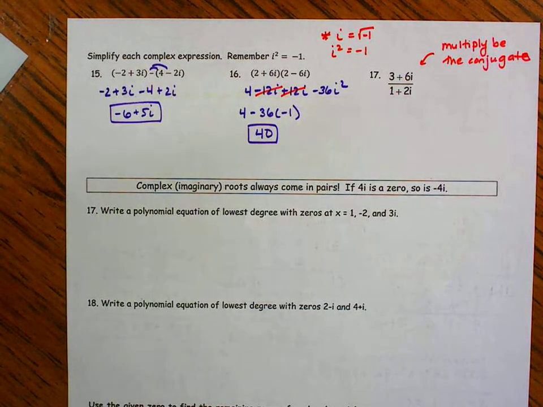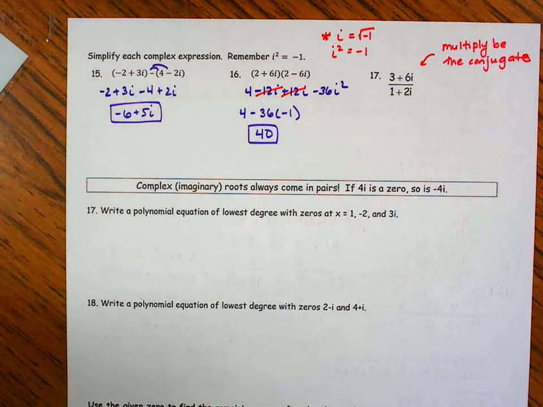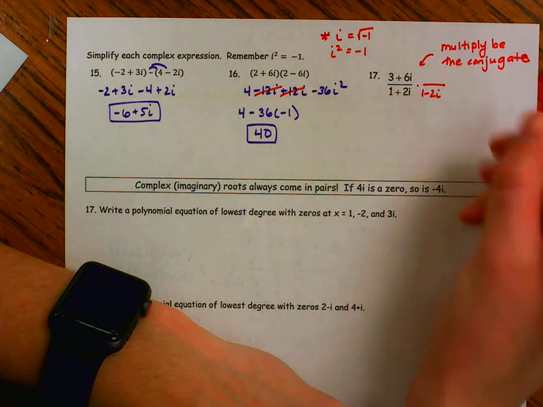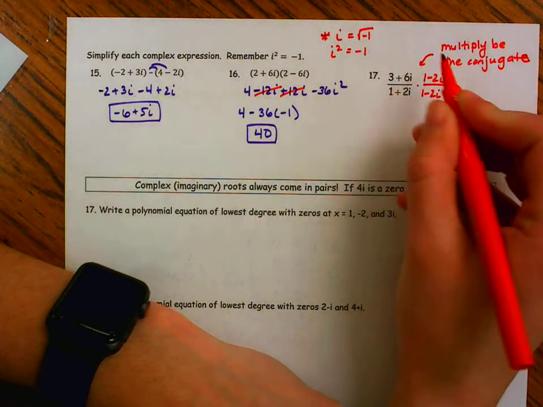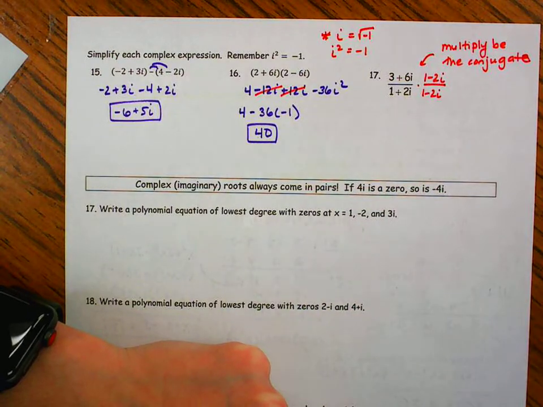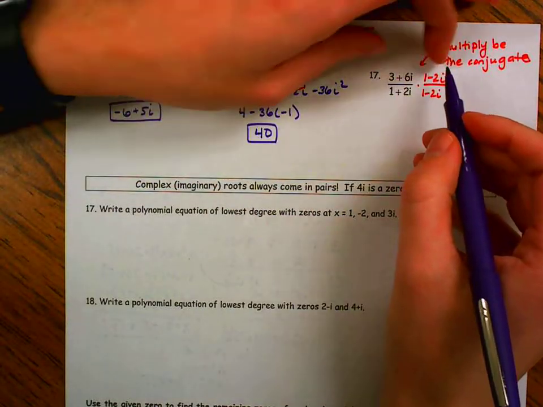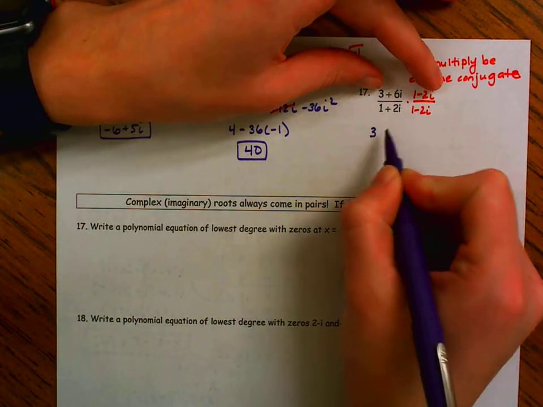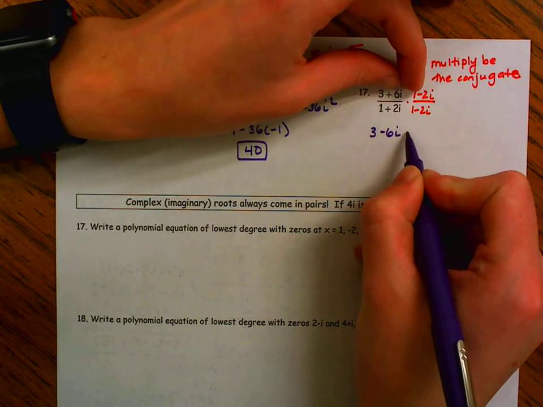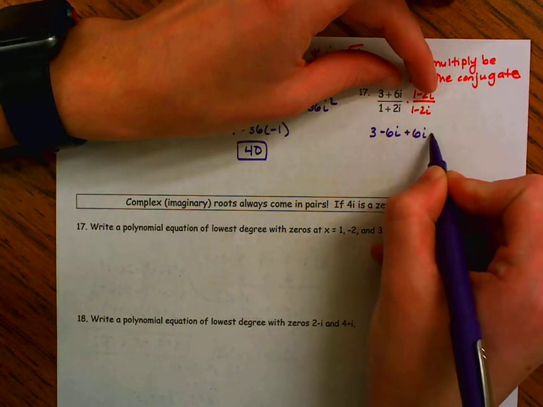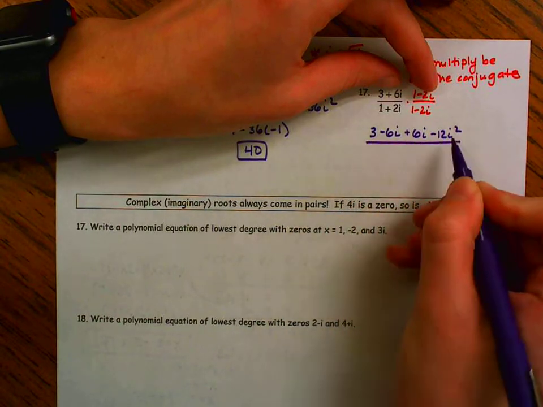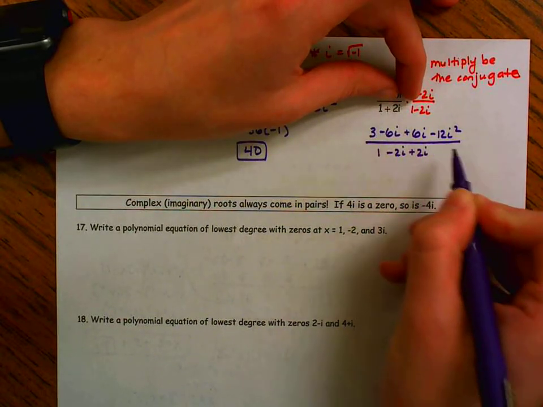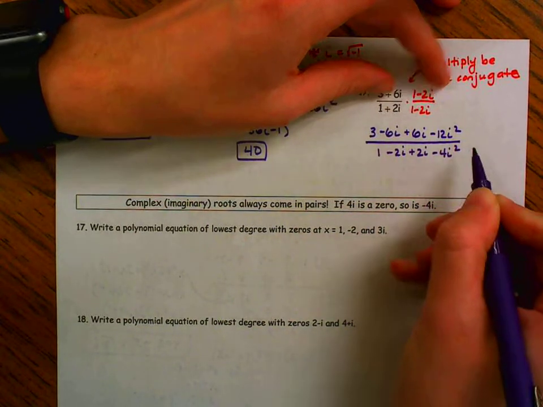Well, if we're going to try to clear out the denominator from i terms, we're going to multiply by the conjugate of the denominator. So I'm going to multiply by 1 minus 2i, but if I'm going to multiply by something without changing its value, I need to multiply by a value of 1, okay? So now I'm going to start FOILing this out. I'm going to have 3 times 1, which is 3, minus 6i, plus 6i, oh, that worked out really nice, minus 12i squared, over 1 minus 2i, plus 2i minus 4i squared. Okay, well, let's look at a couple things real fast.